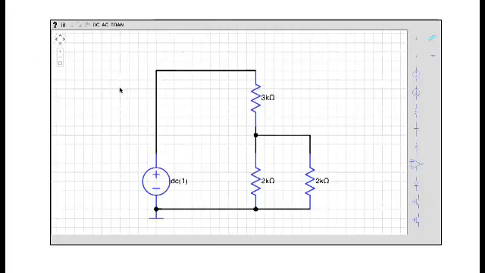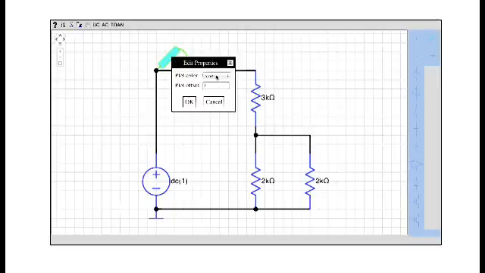Okay, so here we have the circuit diagram from before. I've removed the current probes. What I'd like to do now is go ahead and add some voltage probes to the circuit. So I'm going to come over here, click on voltage probes, and drag this guy onto the circuit. I'd like to make this a blue waveform.